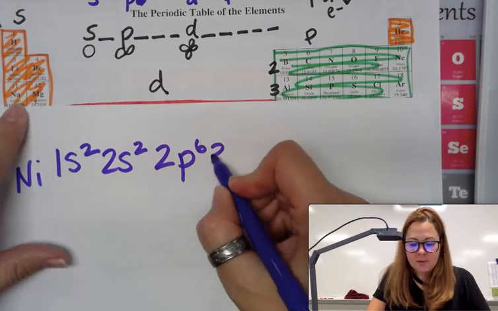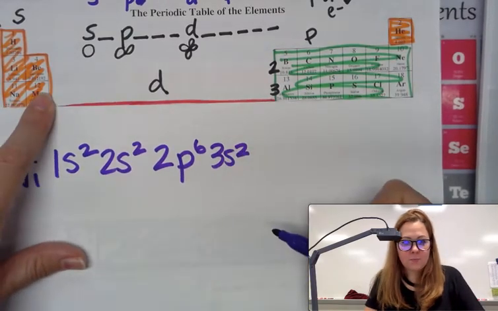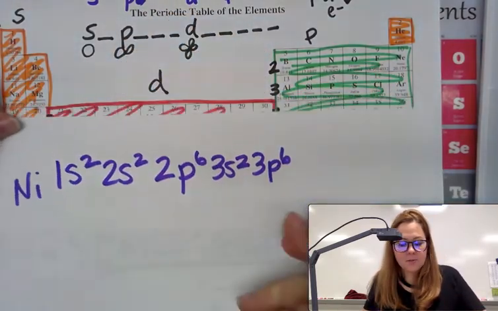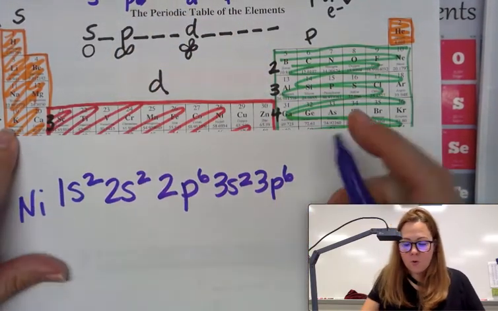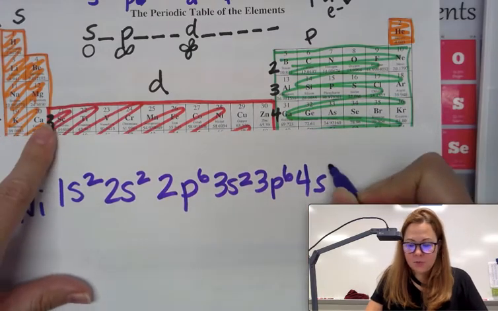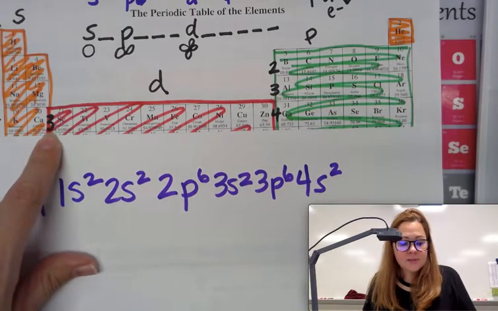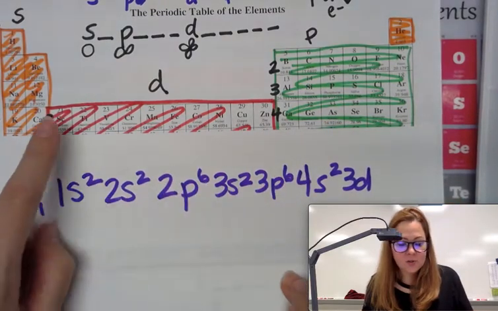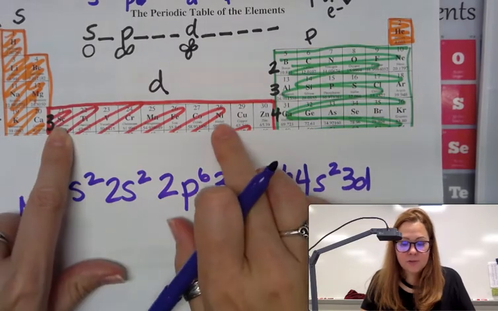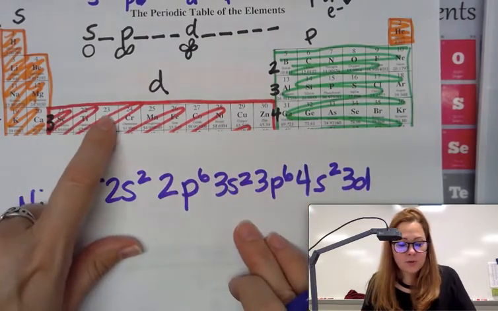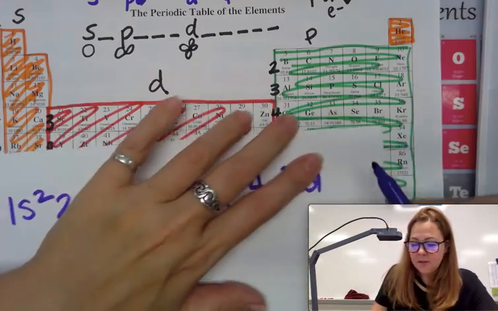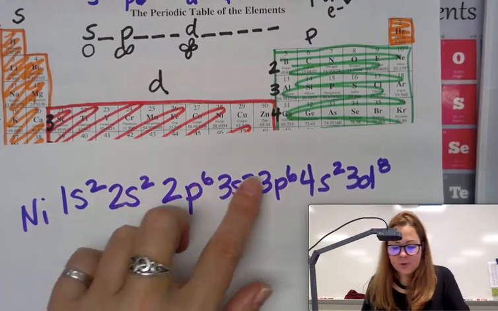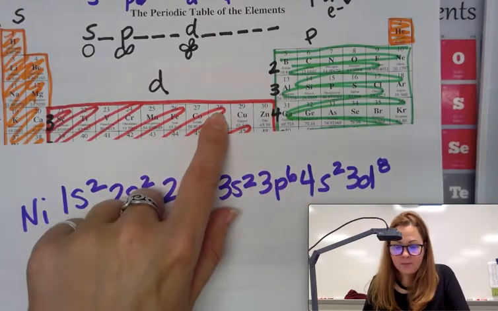After 2p6, I'm at 3s2, 1, 2. Then 3p6, going all the way across. Now 4s, 1, 2. Now this is 3d. 3d is where nickel lives, so I start at the beginning of 3d and count over till I get to nickel: 1, 2, 3, 4, 5, 6, 7, 8. So nickel ends at 3d8. If we add up all the electron numbers, we should get 28.